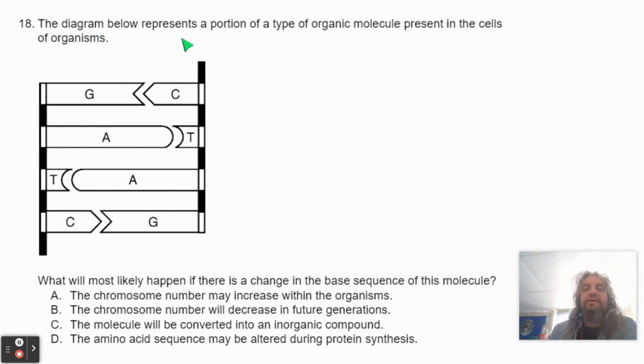(18) The diagram below represents a portion of a type of organic molecule present in the cells of organisms. What will most likely happen if there's a change in the base sequence of this molecule? A, the chromosome number may increase within the organism. B, the chromosome number will decrease in future generations. C, the molecule will be converted into an inorganic compound. Or D, the amino acid sequence may be altered during protein synthesis.